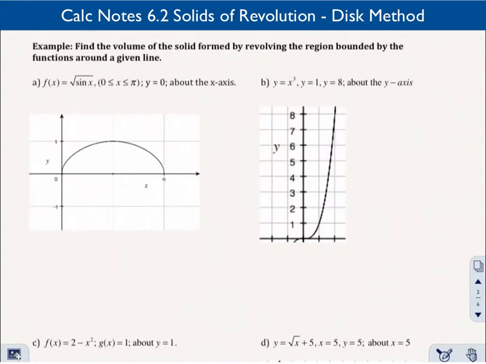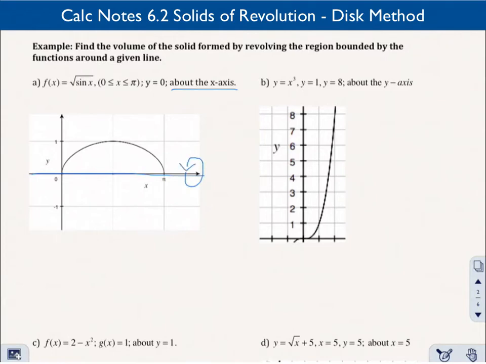Alright, so let's take a look at some examples of how this is going to work here. Okay, so it says find the volume of the solid formed by revolving the region bounded by the functions around the given line. So here we have f of x equals the square root of sine of x on the interval from 0 to pi, and we want to revolve this about the x-axis. Okay, so here's our x-axis, and we want to revolve it around this axis here.